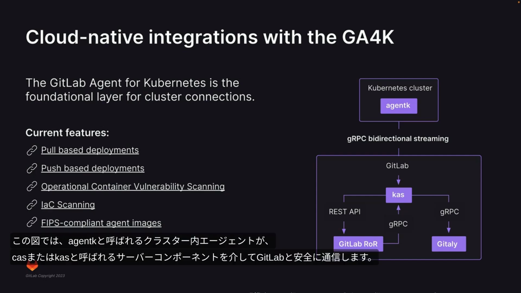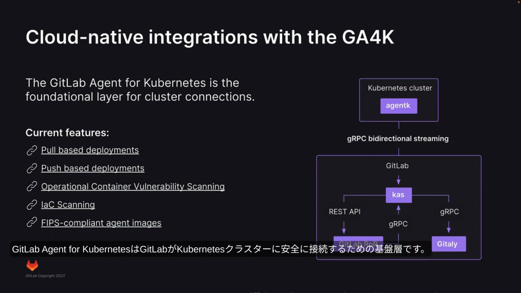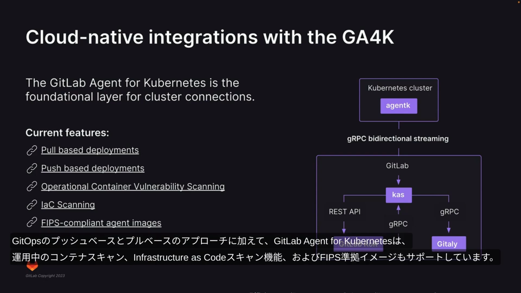Here's a high-level architecture of the GitLab agent for Kubernetes. It has an in-cluster agent, named Agent K in this picture, that securely communicates with GitLab via a server component named KAS. As infrastructure updates take place on Git, the agent immediately detects those and updates the infrastructure accordingly. The GitLab agent for Kubernetes is the foundational layer for GitLab to securely and safely connect to Kubernetes clusters. Besides the push and pull-based approaches to GitOps, the GitLab agent for Kubernetes supports operational container scanning, infrastructure as code scanning capabilities, as well as FIPS-compliant images.